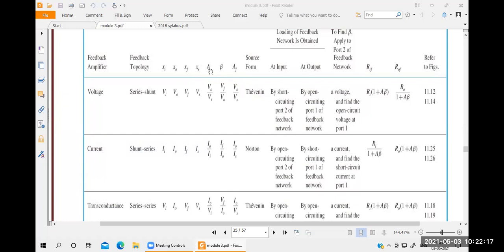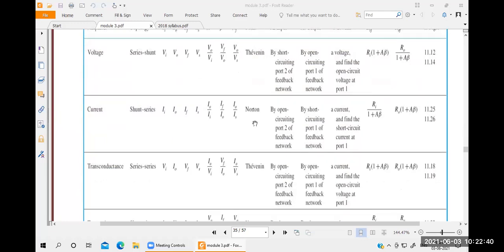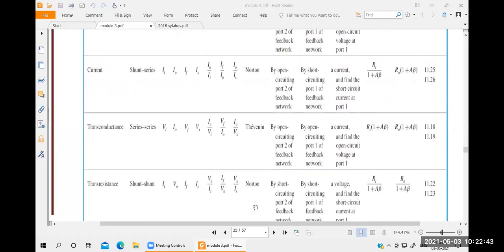A means the open loop gain. Without feedback, you have to find out the A. Then beta means the feedback gain. AF is a combination of the open loop gain and feedback gain. That is AF, so that is the difference between A beta and AF. Next, the source form. Here you have to apply Thevenin's, here Norton, here Thevenin, again Norton.